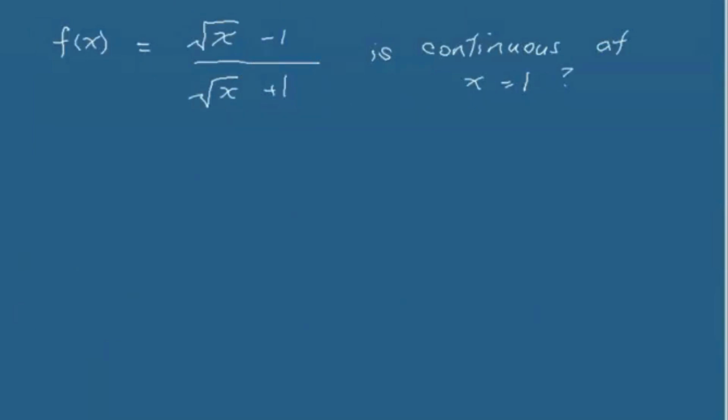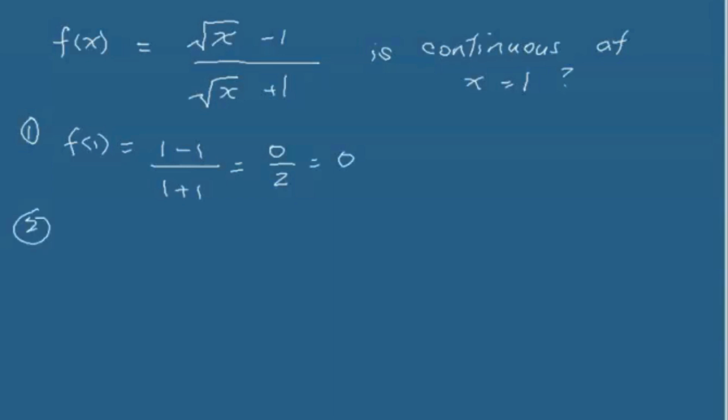Let's have this function f of x equal to the square root of x minus 1 all over the square root of x plus 1. Is it continuous at x equal to 1? By inspection, if we substitute x equals 1 in our denominator, we have 1 plus 1 equal to 2. Okay, so let's do that. Step 1: f of 1 is equal to 1 minus 1 over 1 plus 1, so we have 0 over 2, or 0.